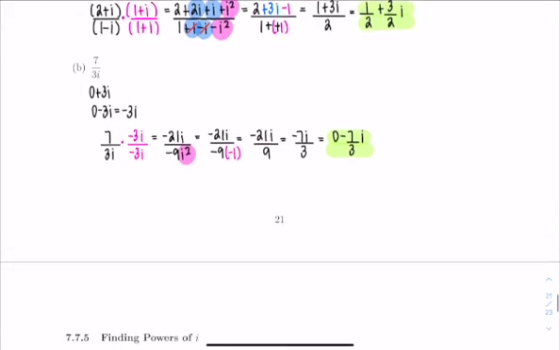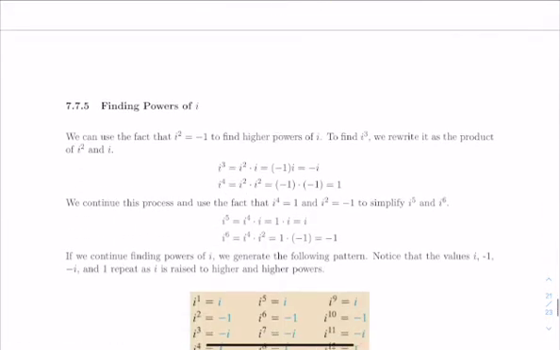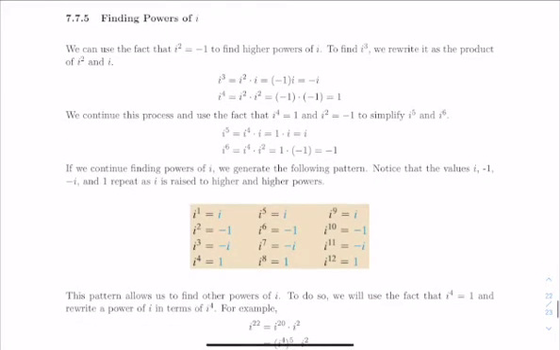And the last thing we're going to talk about is finding powers of i. So we can use the fact that i squared is equal to negative 1 to find higher powers of i. So to find i cubed, we can rewrite this as a product of i squared and i. So i cubed equals i squared times i, but i squared is negative 1, so this gives me negative i.